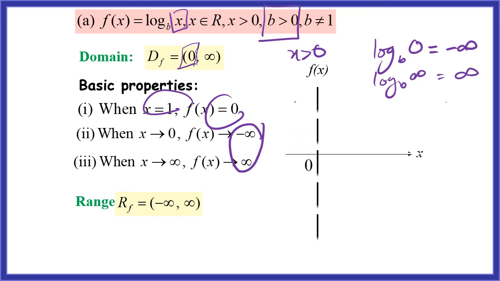Okay, so this is the graph. Because we have the x-intercept at 1, and when x approaches 0, it's going to negative infinity, so it's here. And then when x approaches infinity, y approaches infinity. So we have this graph.